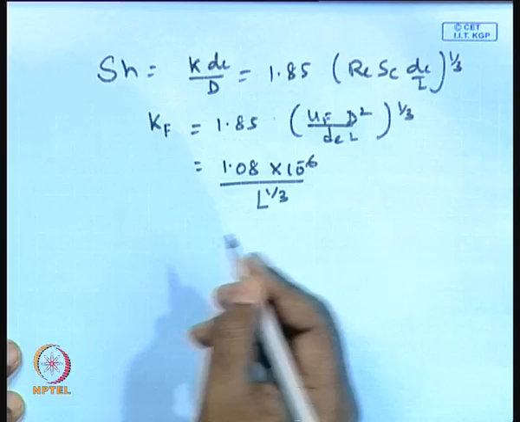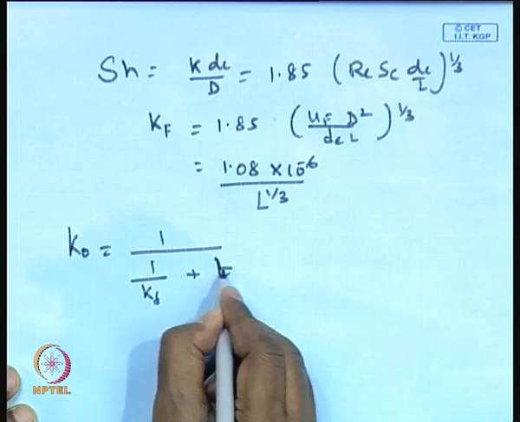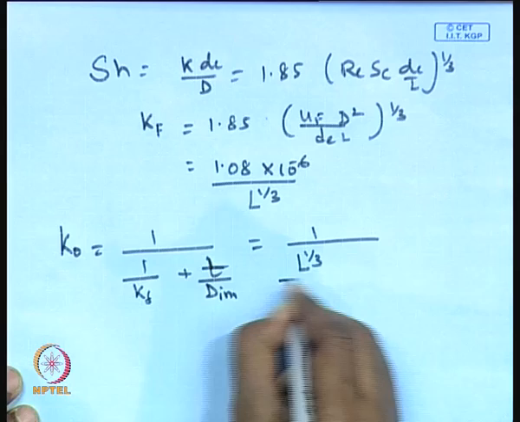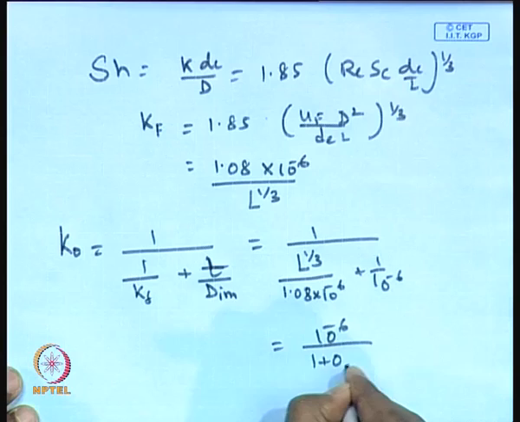Now, you are in a position to calculate the overall mass transfer coefficient, and in this case it will be 1 over K_f plus L over D_im, that is thickness of the membrane by D_im. So, if you put all the values, it turns out to be L to the power 1 upon 3 by 1.08 into 10 to the power minus 6 plus 1 over 10 to the power minus 6, and this will be 10 to the power minus 6 divided by 1 plus 0.93 L to the power 1 upon 3.